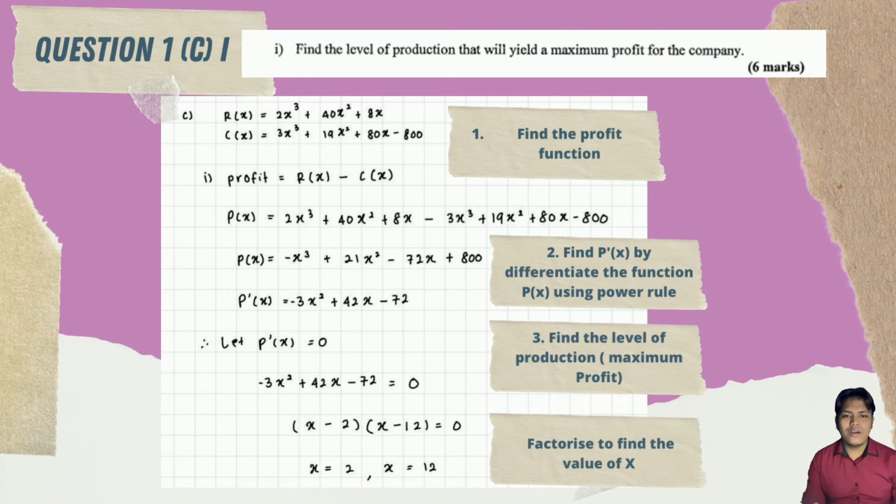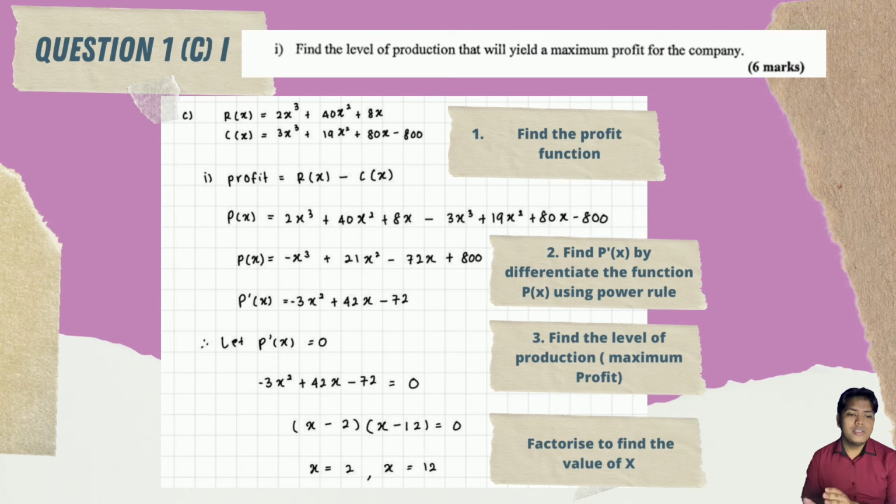So we are already given the R function and C function, which are the revenue function and the cost function. The first step, we must find the profit function. The formula for the profit function is revenue function minus cost function. Then we will get the profit function, which is equal to negative x cubed plus 21x squared minus 72x plus 800. Step 2, we must find the first derivative of the profit function by differentiating P(x) using the power rule. Then we will get the first derivative of profit equal to negative 3x squared plus 42x minus 72.